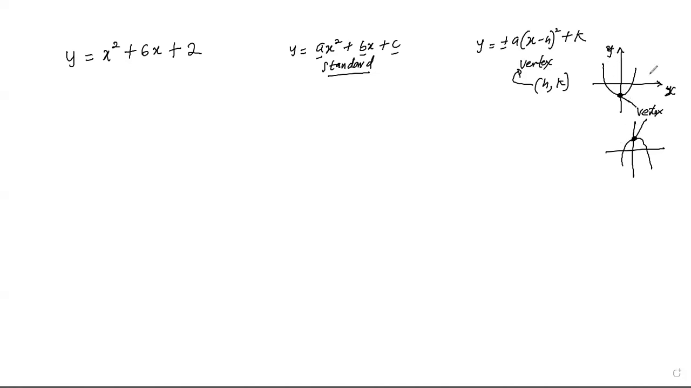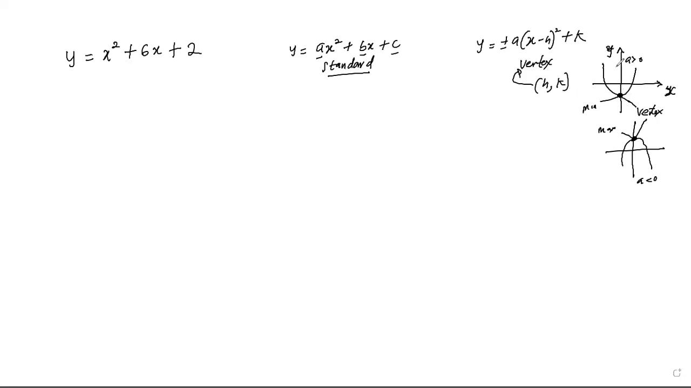So it can either be a minimum point, here, or a maximum point, here. What determines whether it opens up or opens down is the sign of a. If a is positive, it will open up, and if a is negative, it opens downwards. So this is just what the vertex is all about graphically.